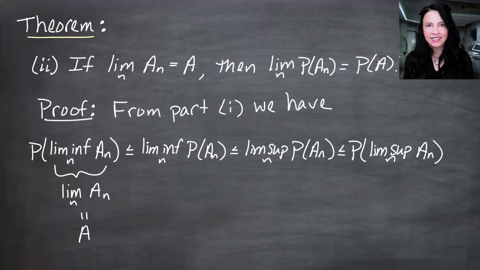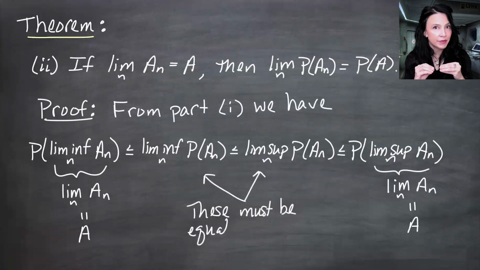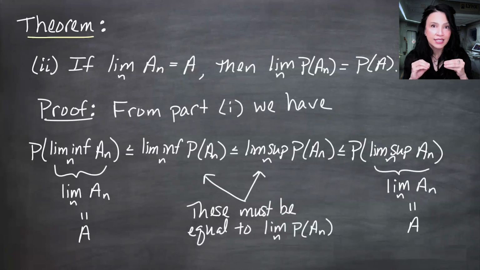So this is the limit of the ANs, which we're calling A, and so is this. I have a big inequality here. I've got the probability measure of A on both sides, which squeezes these guys in between them. They must be the same number. And if the lim inf and the lim sup of a sequence are the same, then that's how you define the limit. So both of these must be equal, and they must be equal to the limit as n goes to infinity of the probability measure of the AN.